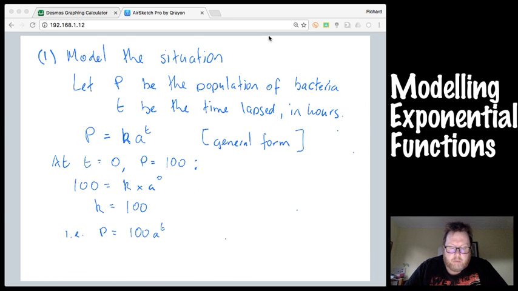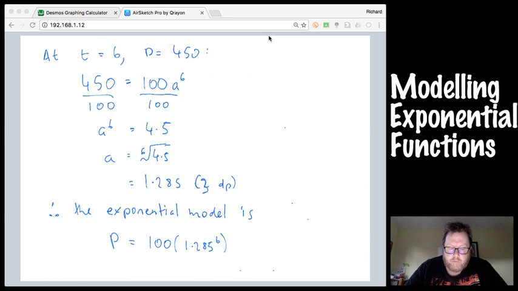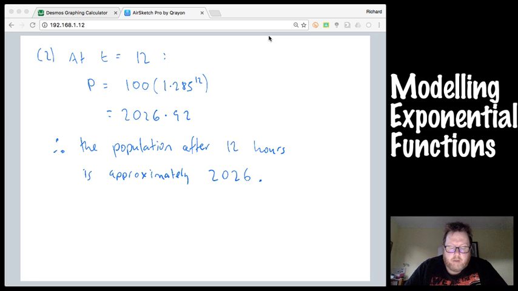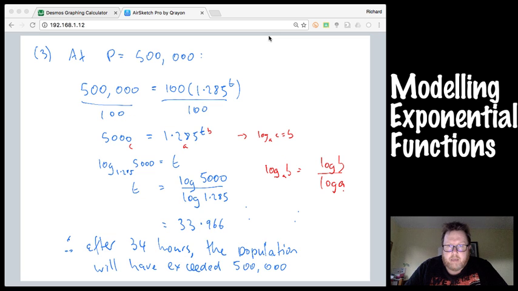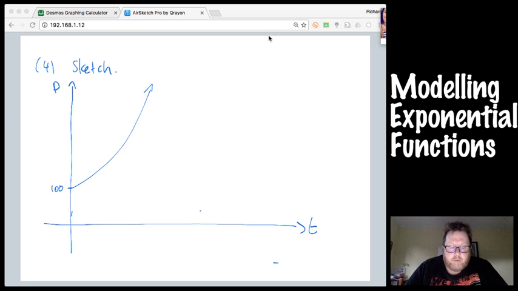So there's number 1, modelling it. Number 2, there's calculating a population. Number 3, there's calculating a time given a population. And number 4, there's a really rough sketch of the problem.